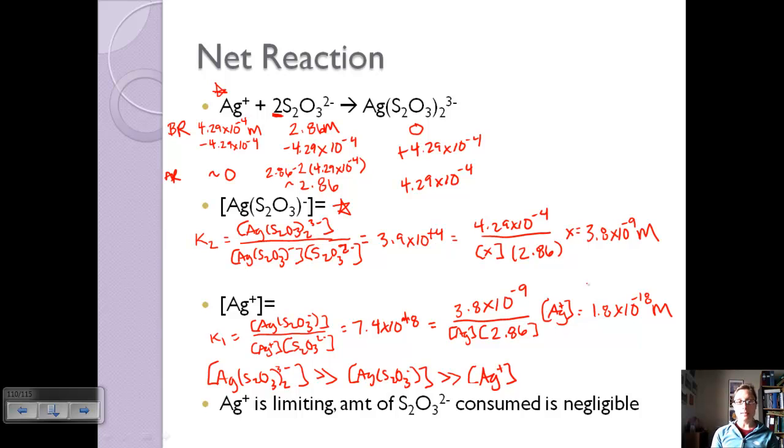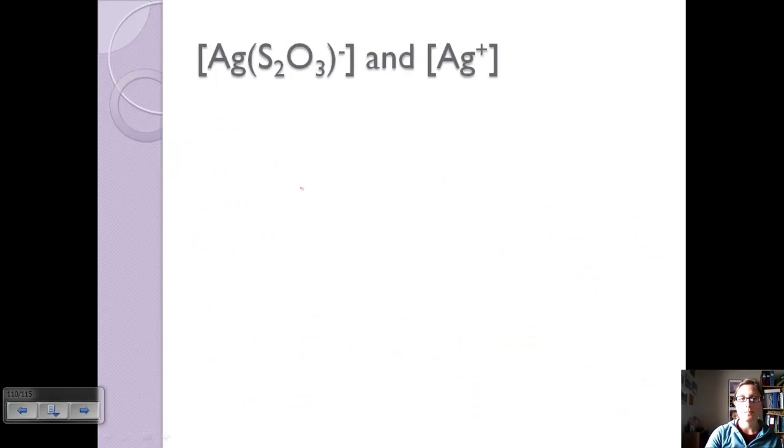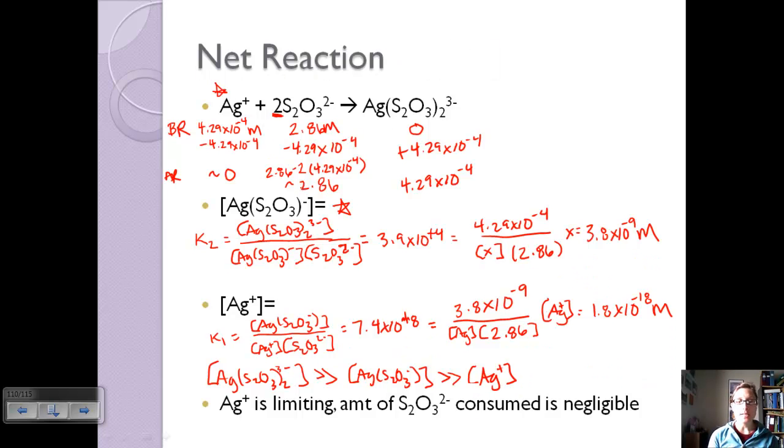So that means our silver is the limiting, and the amount of S2O3 2 minus consumed is negligible because we start with such a large concentration to begin with. And so our assumption that both the reactions will occur is valid, because all the Ag plus is essentially converted to our AgS2O3 2 3 minus, so that net reaction is valid.